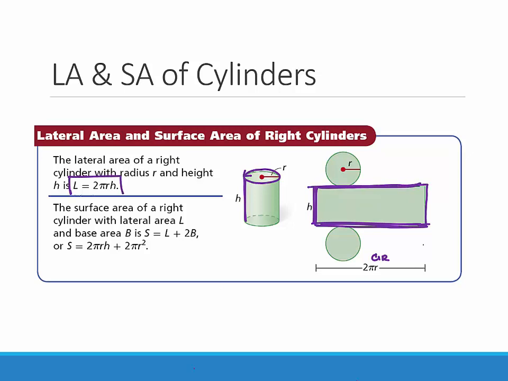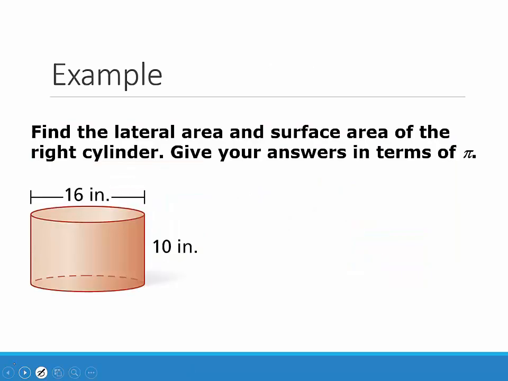So the lateral area is 2 pi r h, where the surface area has to include that, and then we've got to add on the two bases. So the surface area formula is actually exactly the same. You take the lateral area, and then you add 2 times your bases. And because our bases are circles, it's pi r squared.